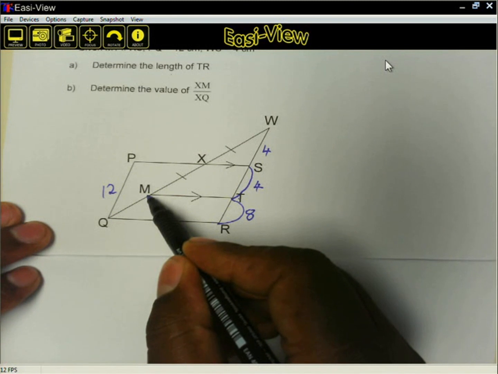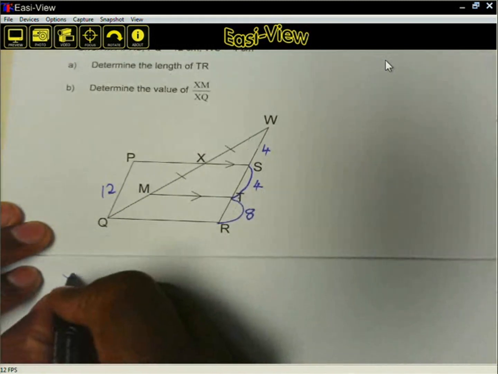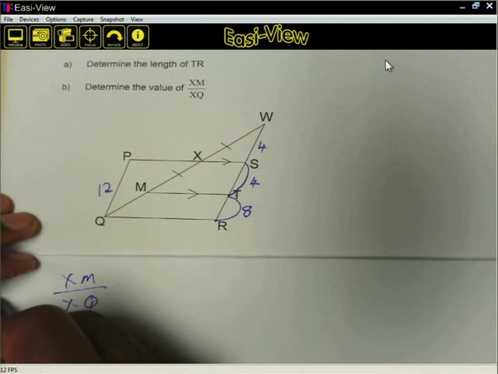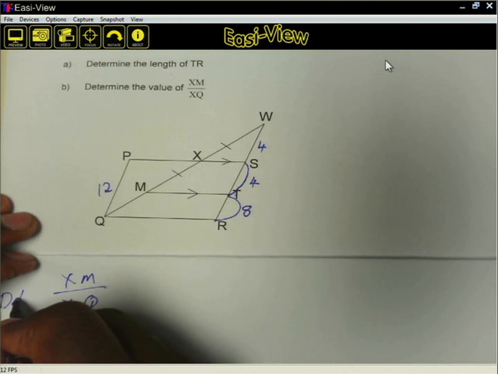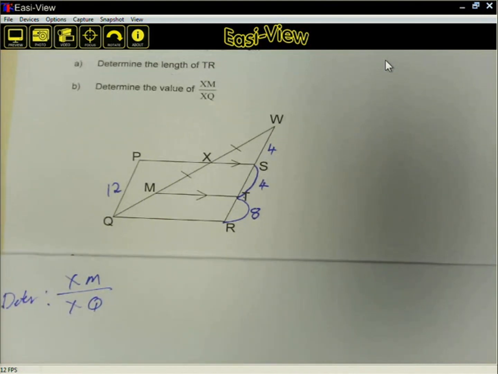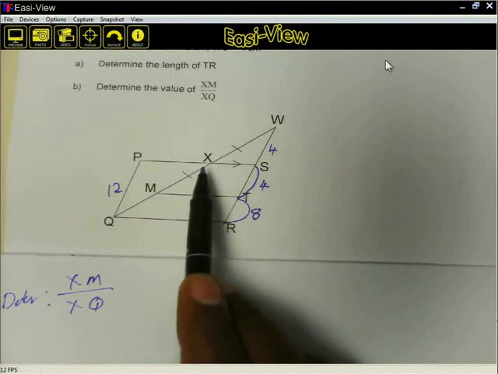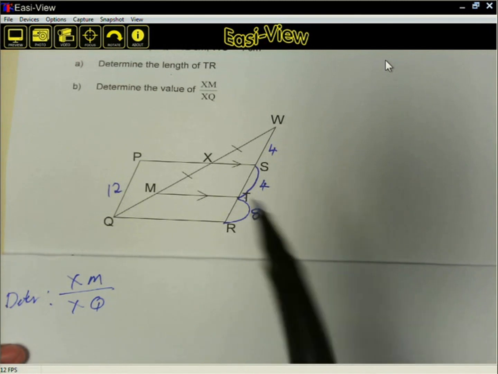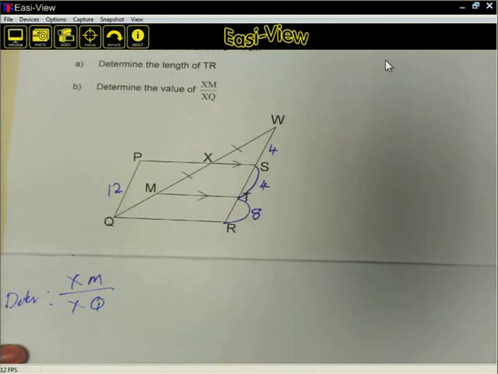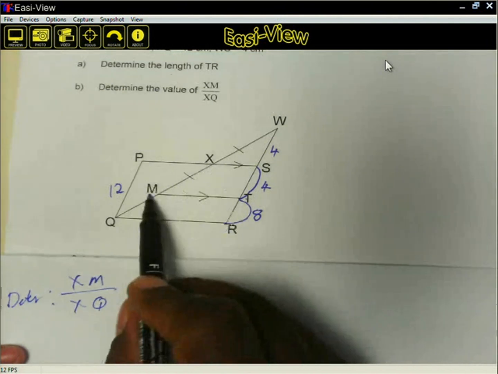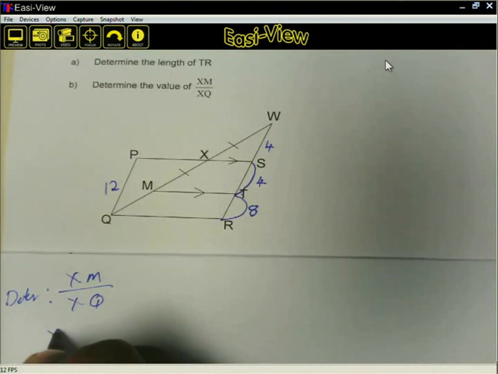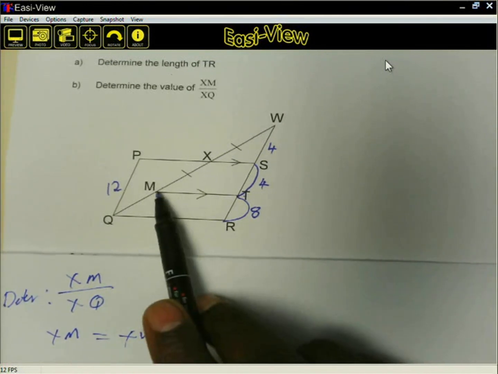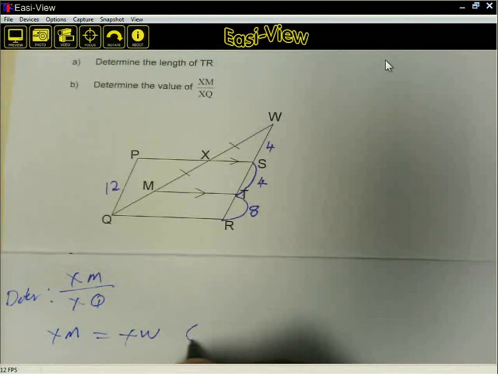over XQ, XM over XQ. This is what we want to determine. Let's go. XM over XQ. I start first by saying XM is equal to XW. It's given. This was from the given.